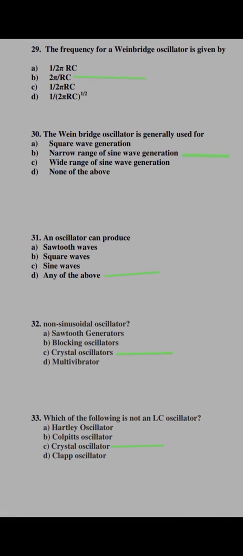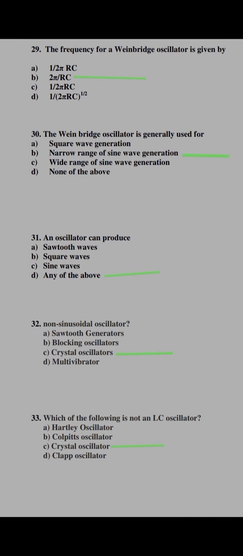Twenty-seventh, the basic difference in Venn bridge oscillator: it consists of CE stage followed by CC stage. CE मतलब common emitter, CC मतलब common collector. तो common emitter stage followed by common collector stage. Twenty-eighth, the Venn bridge oscillator requires the external phase shift of 180 degree. Twenty-ninth, the frequency for a Venn bridge oscillator is given by 2 pi upon RC. Thirtieth, the Venn bridge oscillator is generally used for narrow range of sine wave generation.